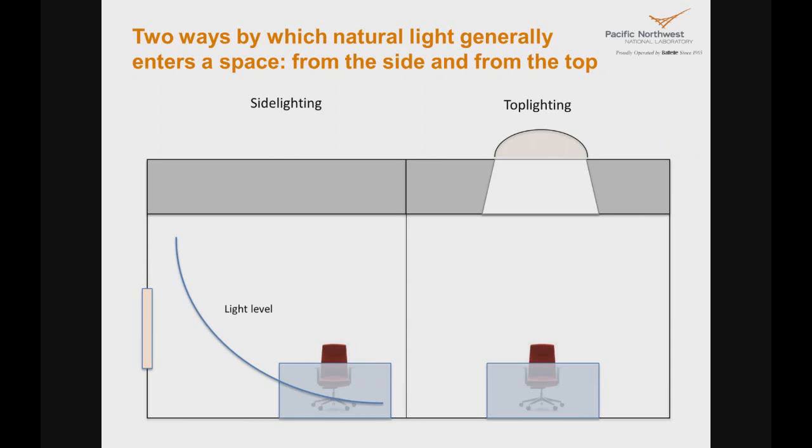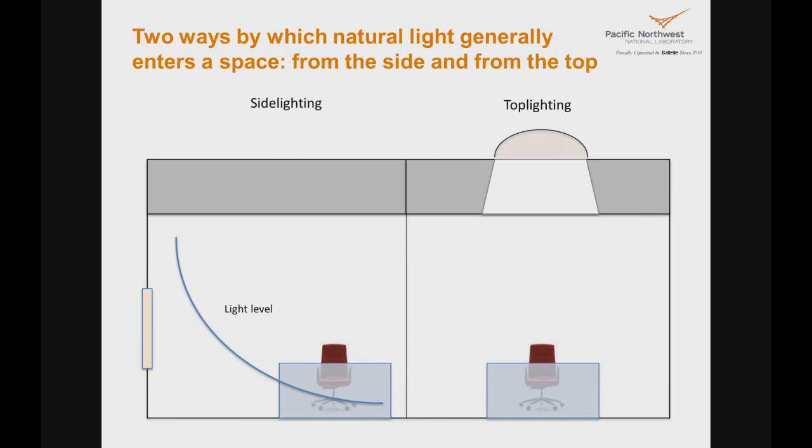Here we see what happens when natural light is coming in through a window. The light level near the window is quite high, and as you move deeper into the space, the light level keeps falling rapidly, almost exponentially. If you increase the head height of the window, so if you were to make this window higher, or if you were to put more windows at the top here, you can probably get more daylight deeper into the space.